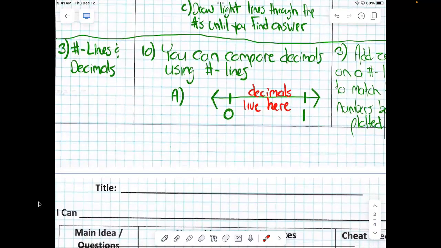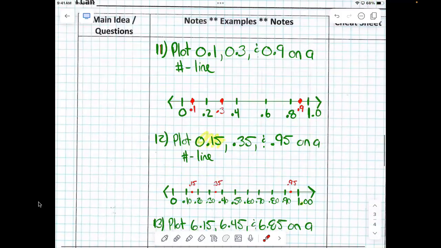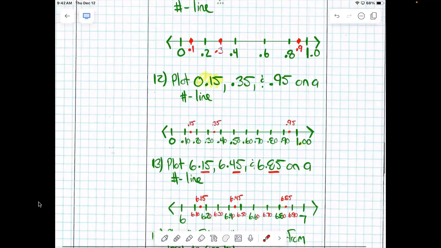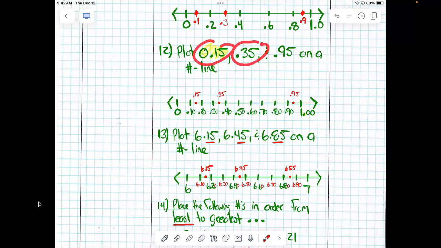Okay, number 3, number lines and decimals. Decimals live between what two numbers? If I have 4/10 and 6/10, what's right in the middle? Yes, no? Eyes up here. On the number line, we had to graph these 3 numbers, right?